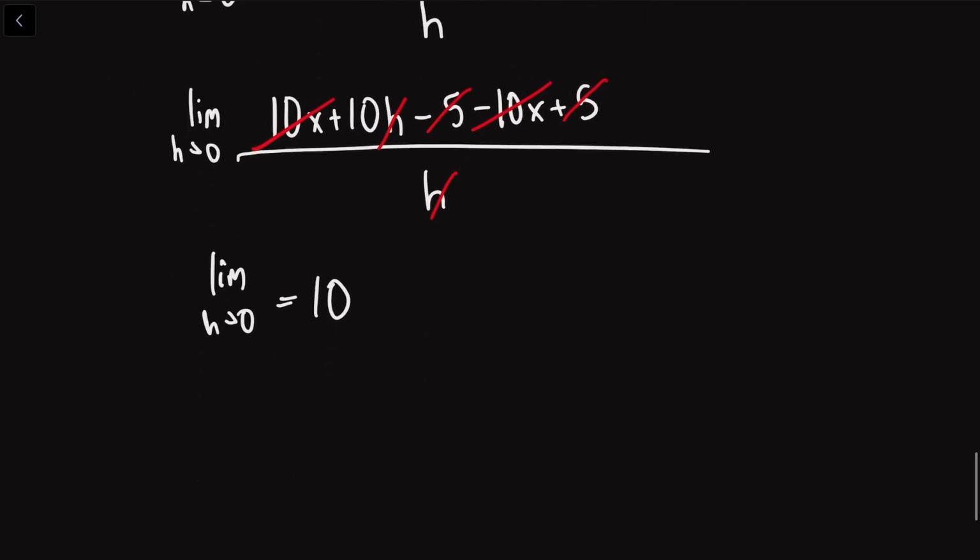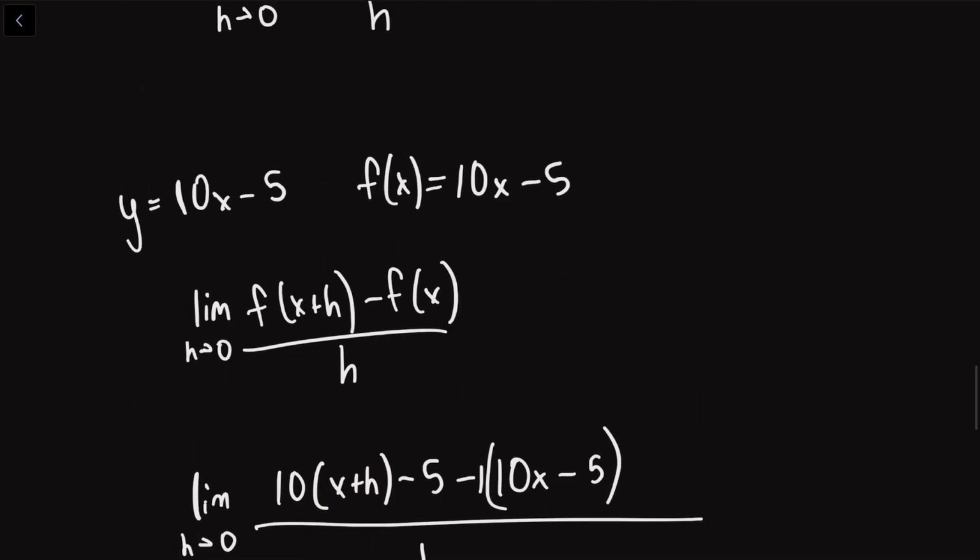So our original equation was 10x minus 5. So dy/dx equals 10. And that is correct. So that's a little bit about derivatives. I hope you could follow along.